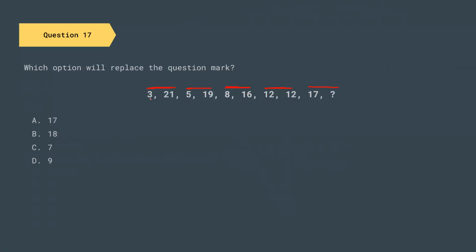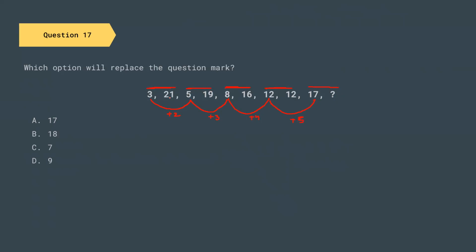So now look, 3 plus 2 is 5, 5 plus 3 is 8. I think you got the gist now. 8 plus 4 is 12, and 12 plus 5 is 17.